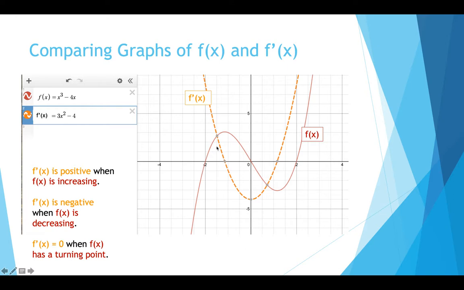Now let's look at a graph and its derivative together. So here we have f of x, and here we have the derivative. Okay, f of x is x cubed minus 4x, so the derivative is 3x squared minus 4. Okay, so we're going to go from left to right on this first interval from negative infinity to what appears to be somewhere right here where the turning point is. On this first interval here, the function is increasing.